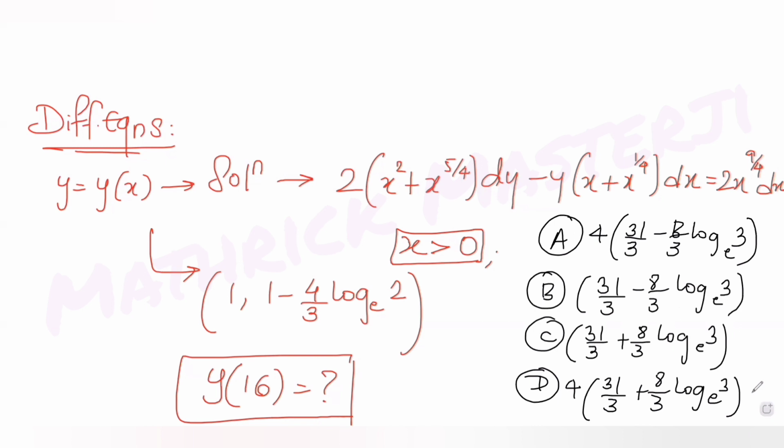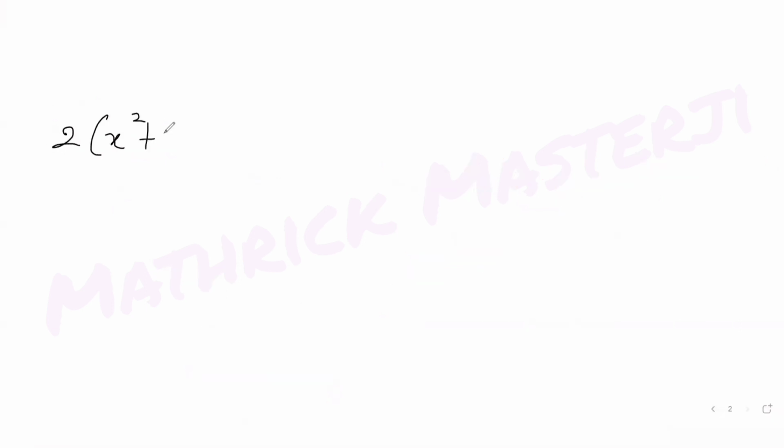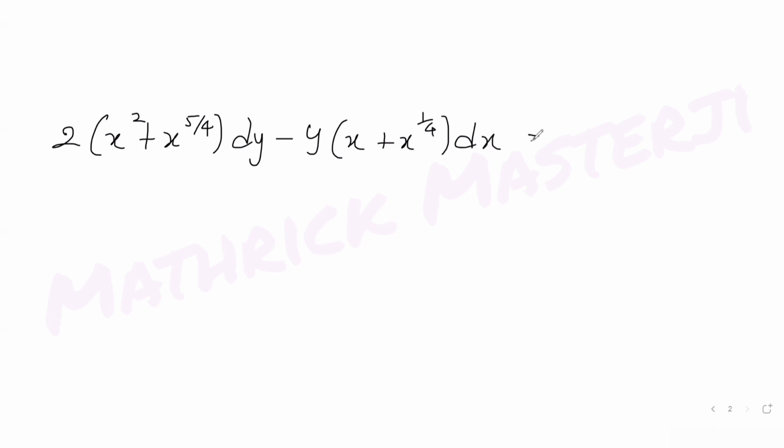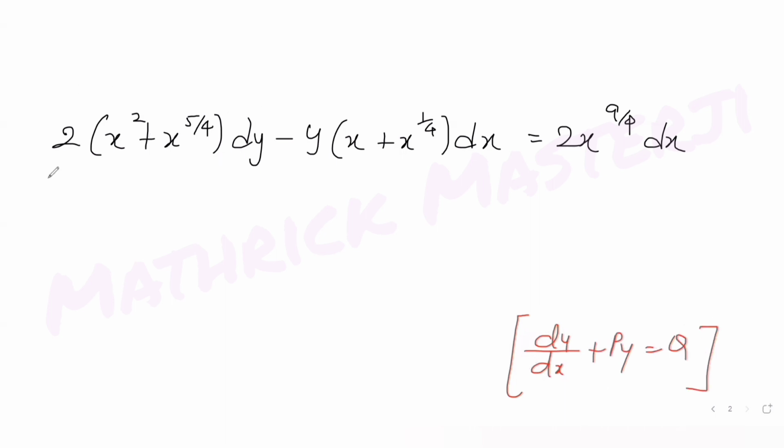So let's first of all try to solve this differential equation. 2x² + x^(5/4) dy − y(x + x^(1/4)) dx is equal to 2x^(9/4) dx. If I try to convert my differential equation into the general form, dy/dx + Py = Q, what I need is with dy, I don't need this expression, and below dy I need dx. So what I'll do is divide throughout by dx, because dx is present on the other side, so it will get cancelled.